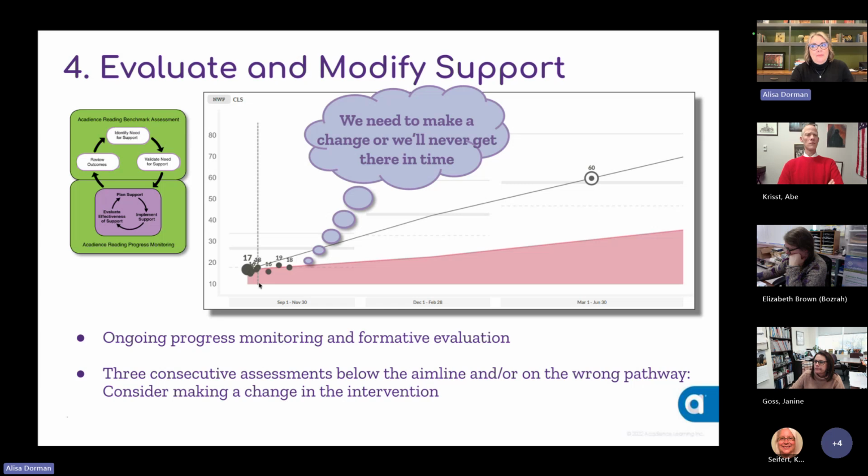So when we have a pattern that emerges where there are 3 data points below the aim line, it's time to pause and consider a change. We have to ask ourselves, is the intervention actually working? In this case, it doesn't seem to be adequately meeting the needs. There are lots of things we can change. It might be the program we change. It might be the time is a variable, the frequency of the intervention touch point. There's the size of the intervention group. There's lots of things that we can consider to change, but right now we know it's not meeting the needs of Ethan.